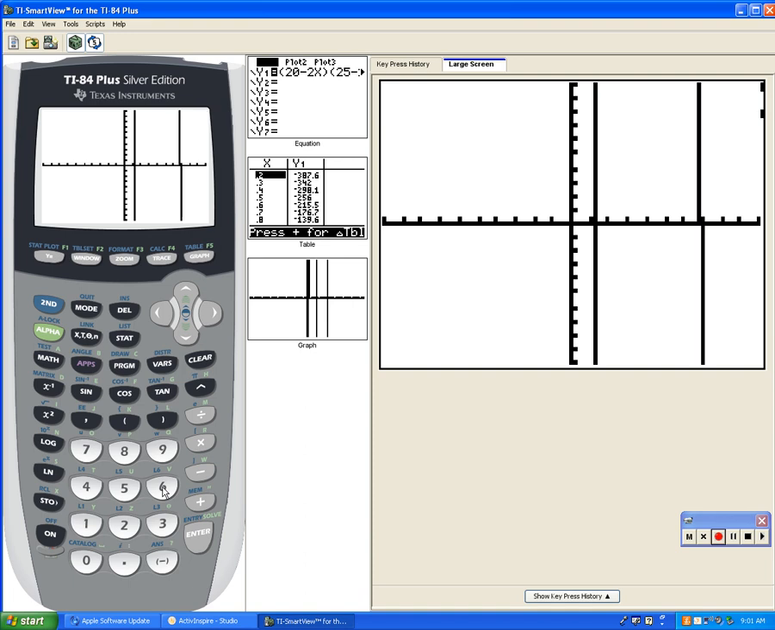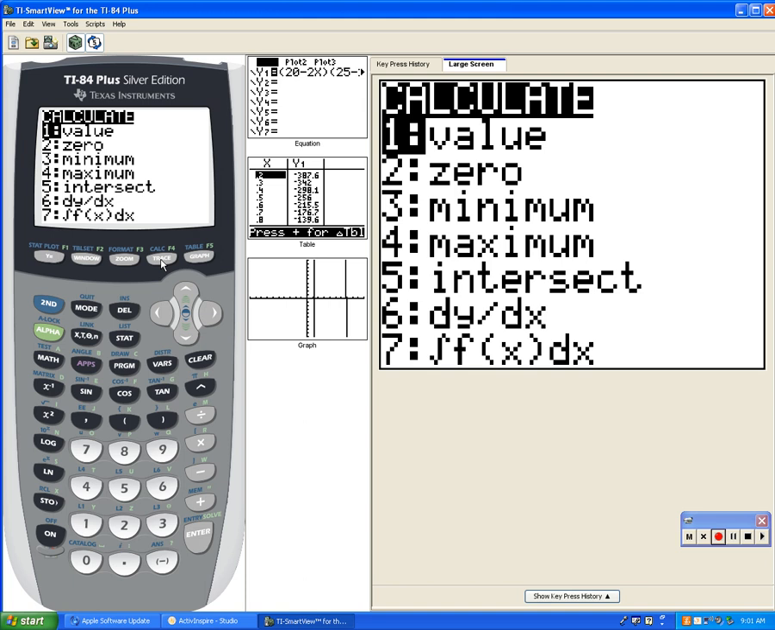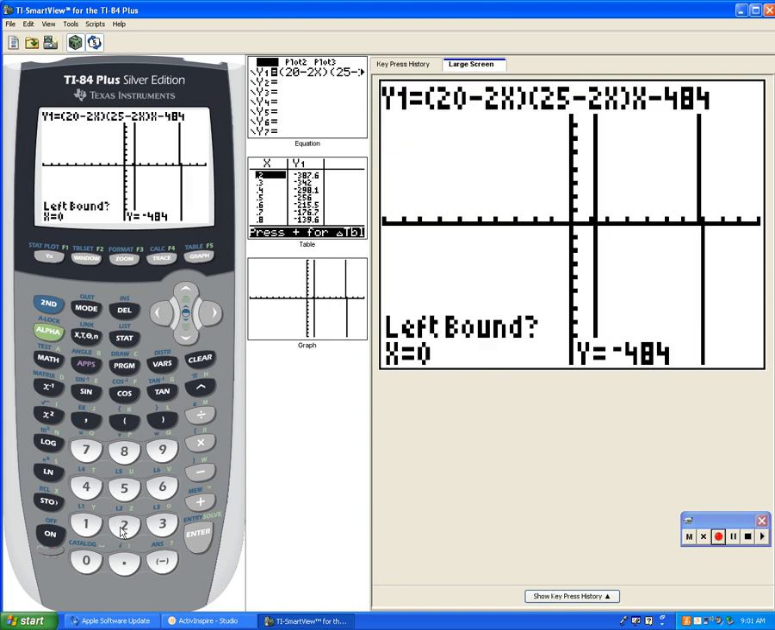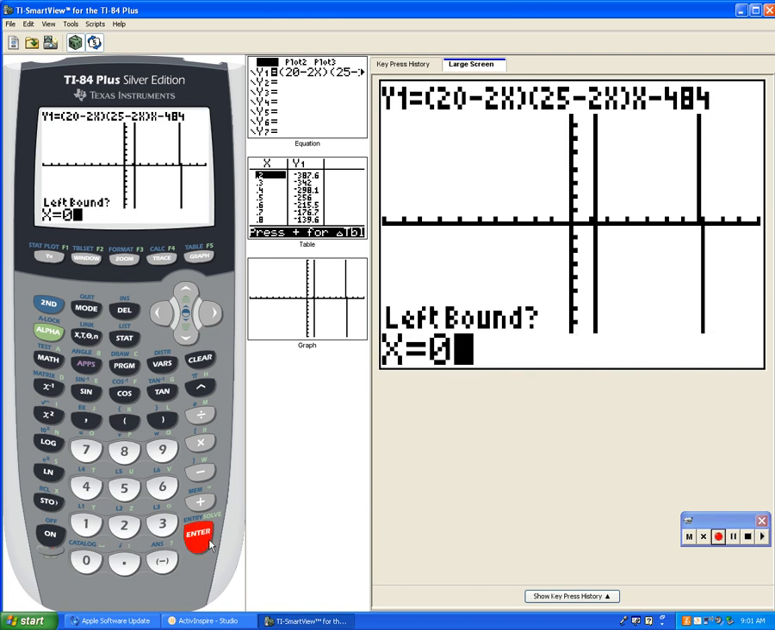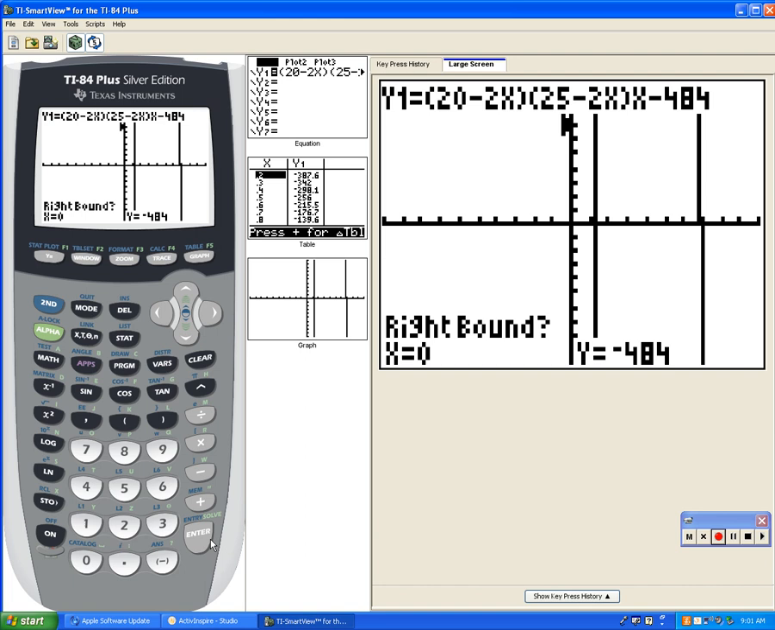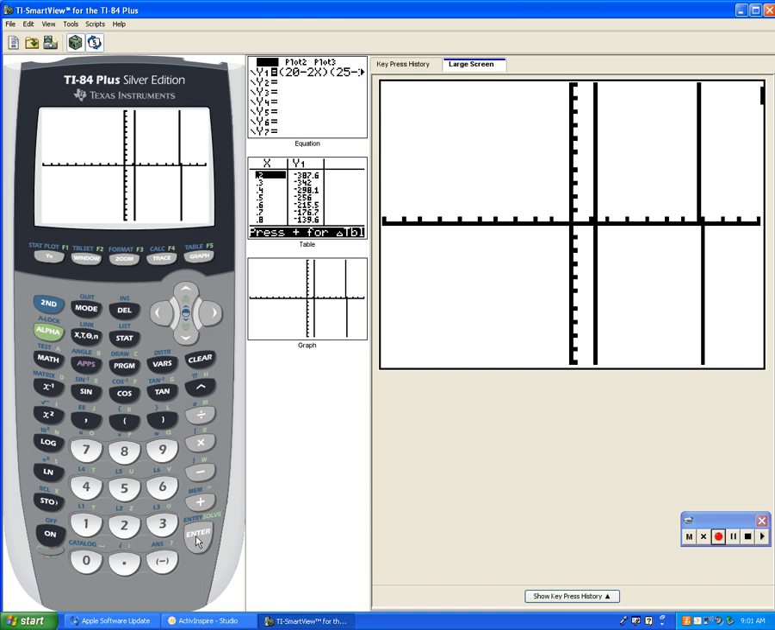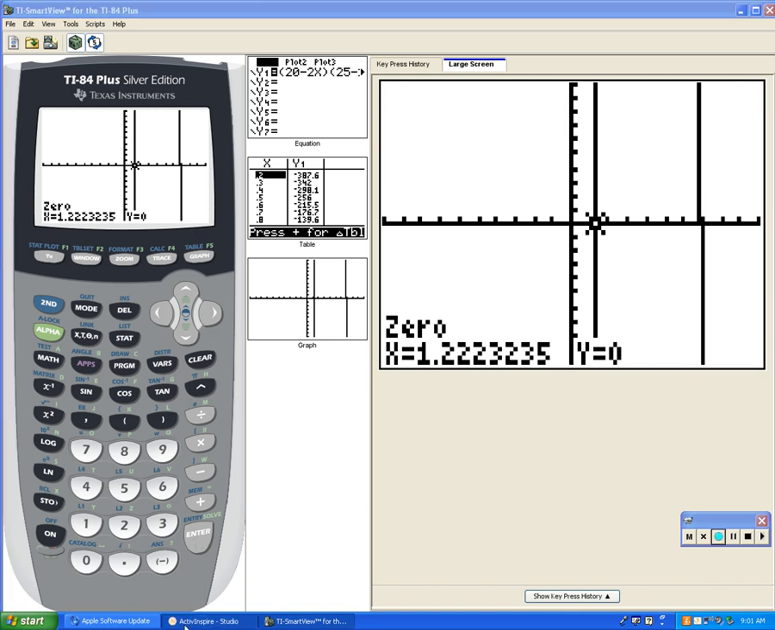You do the zoom. So I'm going to go second calc, 2. Let's find this one first. Name a number to the left of where that crosses the x-axis. 0. Name a number to the right of where that crosses. And what's our guess for that spot? 1.22. Okay, so it turns out 1.222 is one of our answers.